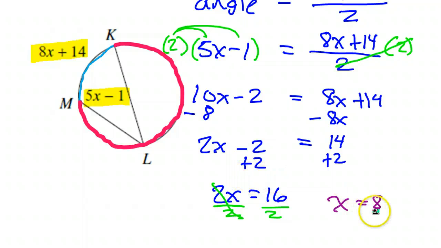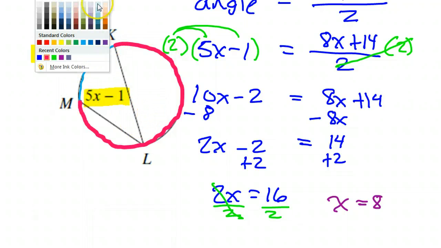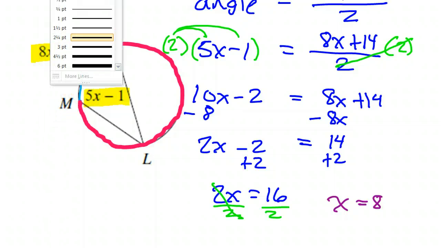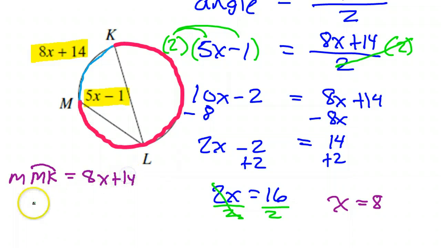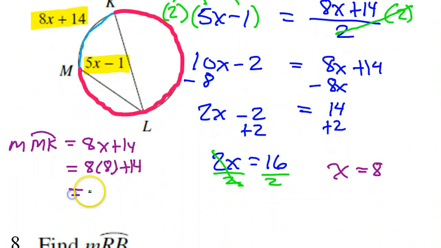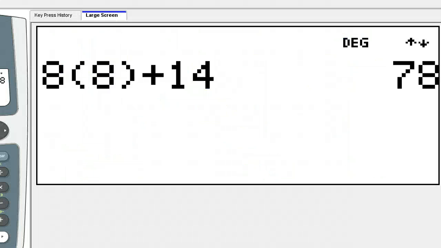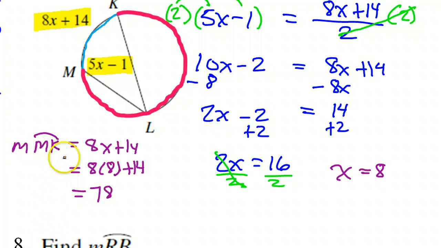So what are we going to do? Well, let's find the blue arc, MK, and subtract from 360. So that's our strategy. So first we'll find MK using the 8. The measure of arc MK is equal to 8x plus 14. So that's 8 times 8 plus 14. Keep forgetting that. So that is 78. So that's the measure of arc MK.